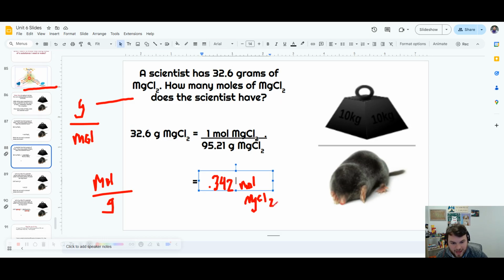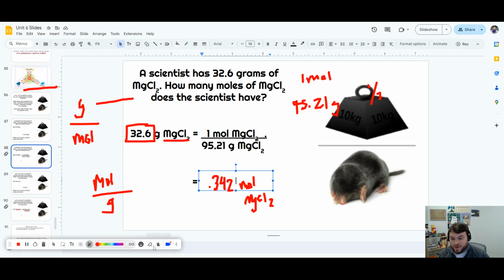And if we think about that answer logically, that makes sense. Okay, we have 32.6 grams of magnesium chloride that we're working with, and we know that in 1 mole of that, we have 95.21 grams, right? And so if we're thinking about the size of our sample here, that is about 1/3 of the molar mass of our substance, and 0.342 is about 1/3. So we get an answer that makes sense there, okay? So what we're doing is we're just taking the molar mass and using it to find the number of moles, or we can do this in reverse. We can find the number of grams as well.